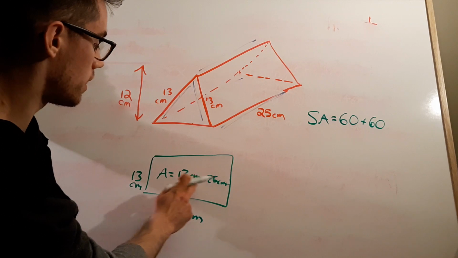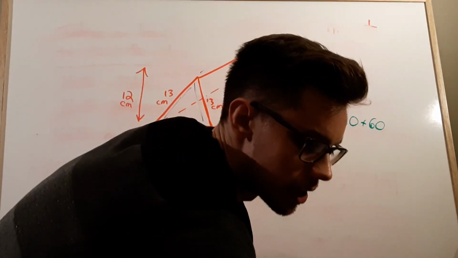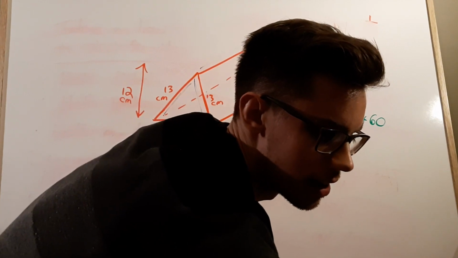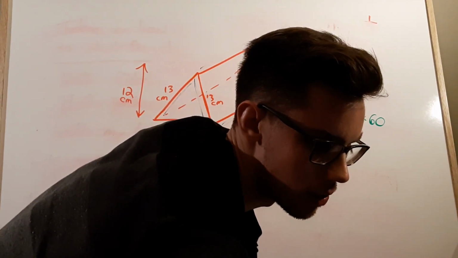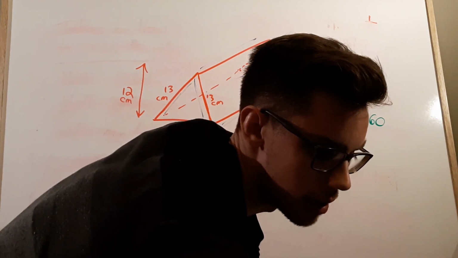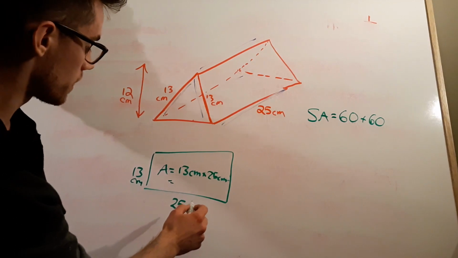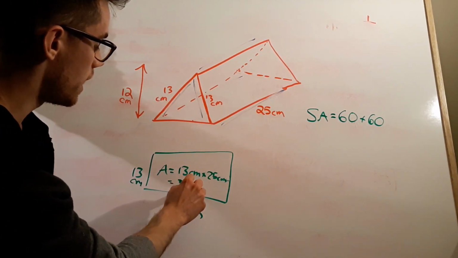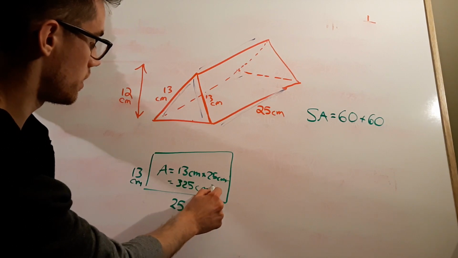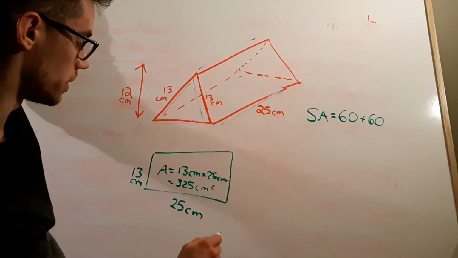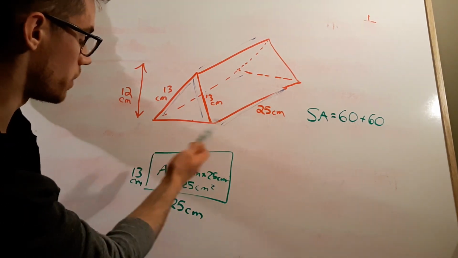So when I multiply those together, I actually need a calculator, because when I made up that number, it did not give me a nice one to multiply with. So 13 times 25 is going to be 325. So this is 325, and the units are centimeters squared. I have squared units because the area is a squared space.